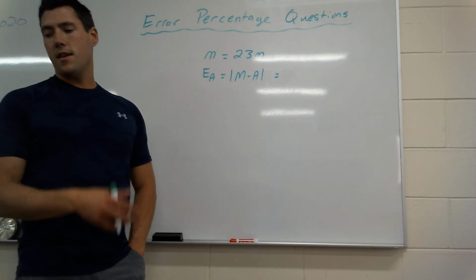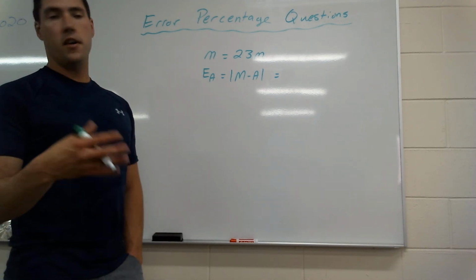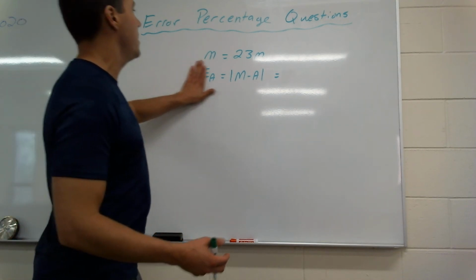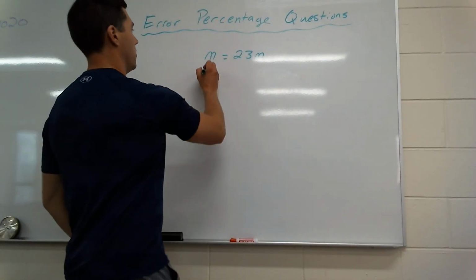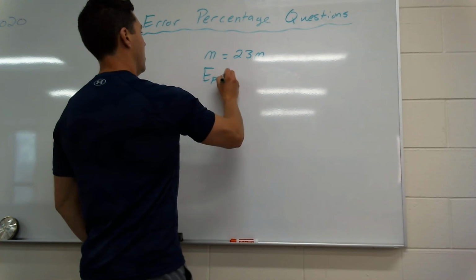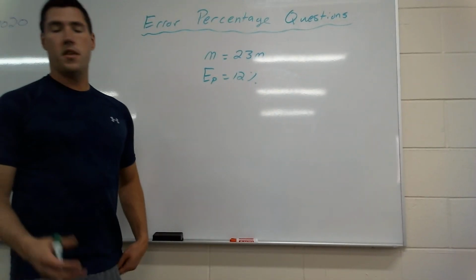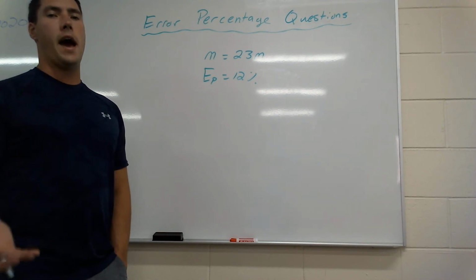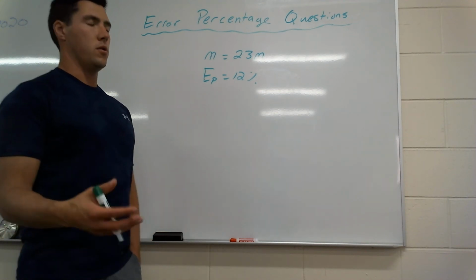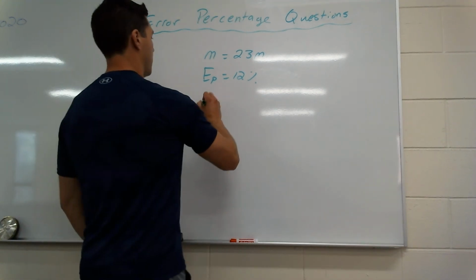It then says, he had an error percentage of 12%. So now I'm given the error percentage. So the error percentage was 12%. Okay? Then the question says, find one of the accurate values. Okay, and why is there two? Well, let's talk about that in a second.